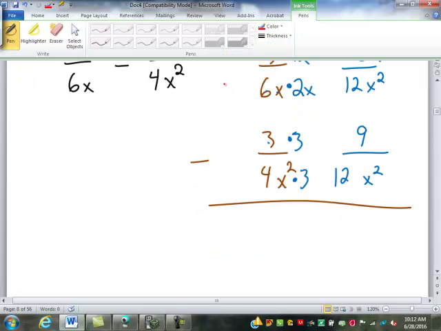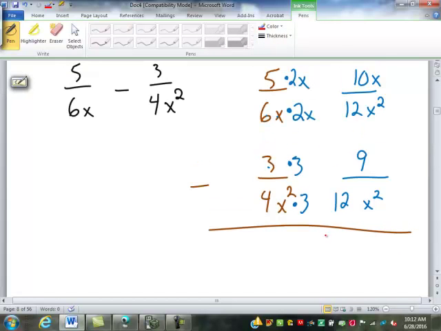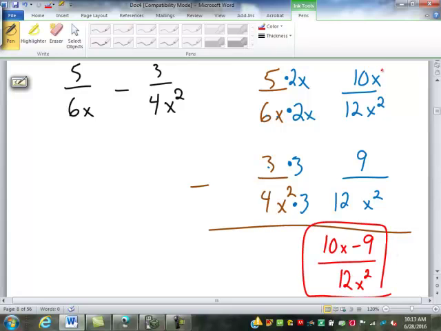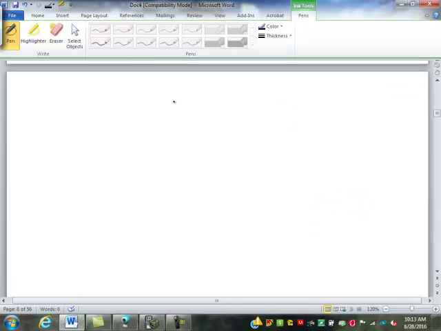And then 10x minus 9 over the 12x squared. Very good. So 10x minus 9 is just 10x minus 9, and then our common denominator is 12x squared. How you feeling? Better? I'll have you guys try one and then we'll take our break.